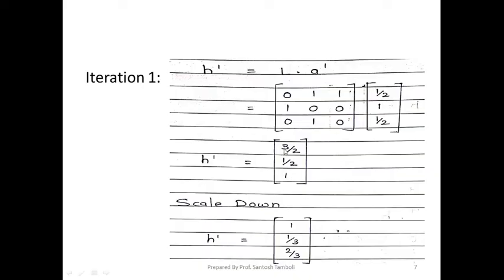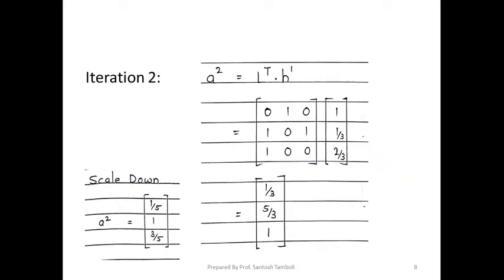So 3 by 2 into 2 by 3 is 1. Then 1 by 2 into 2 by 3 is nothing but 1 by 3. And 1 into 2 by 3 is nothing but 2 by 3. So this is iteration 1 for the authority and the hub. So this is the completion of iteration 1. A similar procedure will be continued for iteration 2.